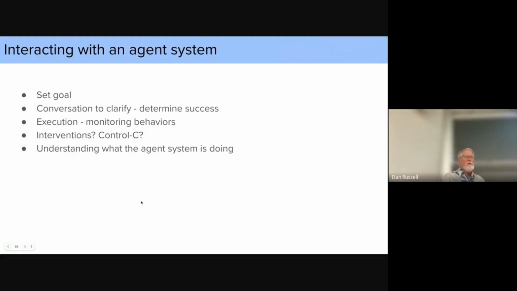So now we've finally gotten to the UX of interacting with an intelligent agent. You establish a goal. Okay, agent, I want you to cure cancer, or whatever your goal is, right? You might go back and forth and have a conversation to clarify what defines success. And then there are execution tools to help you monitor what's going on. And a big question that is still unanswered: how do you intervene?